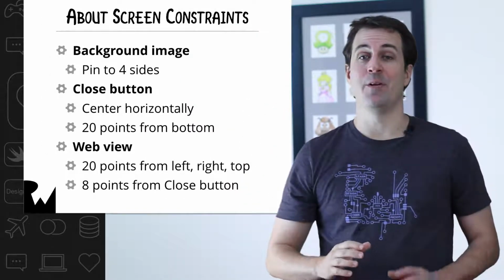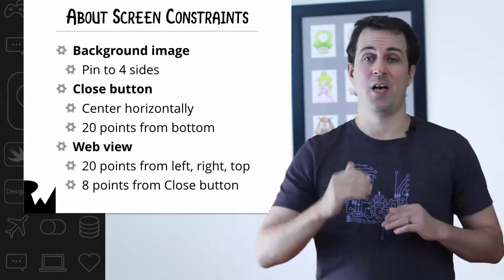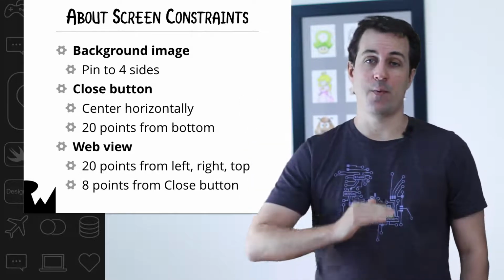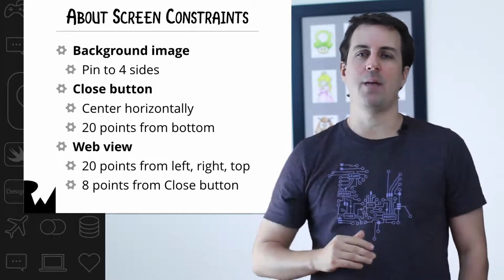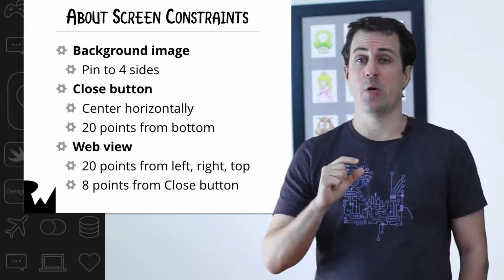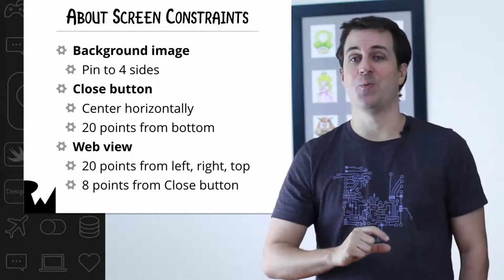First, the background image should be pinned to all four sides of its parent view. Second, you should center the close button horizontally in the container and make it 20 points up from the bottom of the view. Third, you should set up the web view so its top, left and right are 20 points from its parent view, and also the bottom should be 8 points away from the close button.